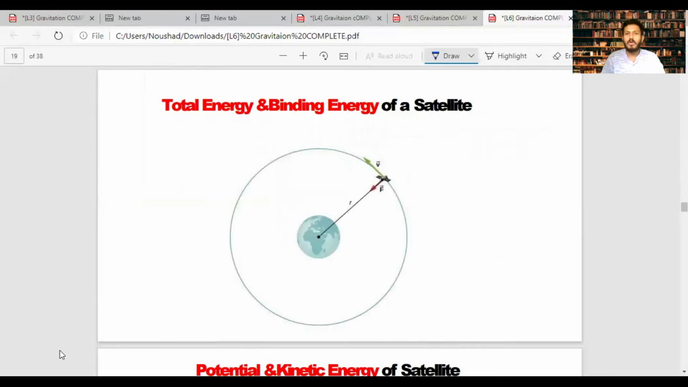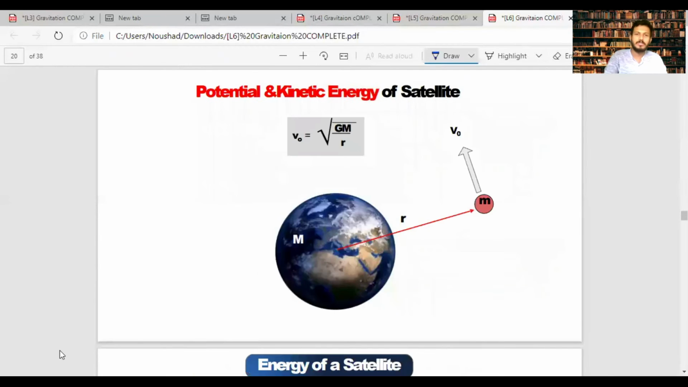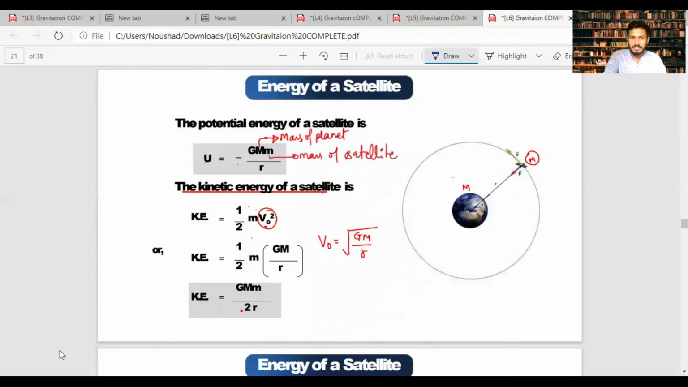And next one, total energy and binding energy of a satellite. Potential and kinetic energy of a satellite. These were also discussed in work, energy, power, in the entrance part of work energy power. But I am also discussing it here, the energy of a satellite. The potential energy of a satellite is minus GMm by r. Capital M is the mass of the planet, and small m is the mass of the satellite.